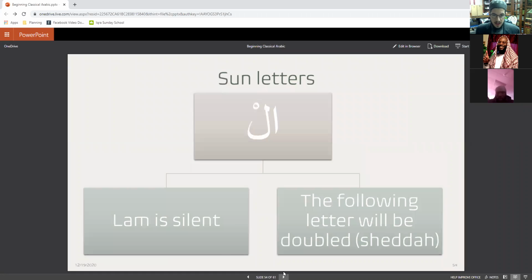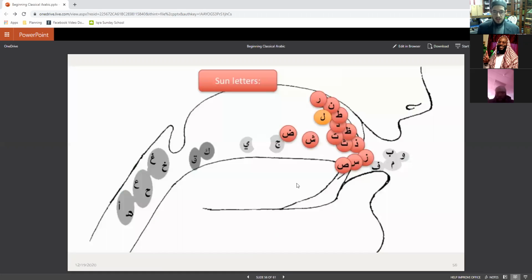Let's see. There's a diagram here that is really, really nice. Here we go. There's the lam right there. Look at all of the letters that are pronounced very, very close to the lam. Ra, nun, ta, da, ta, sha, ba, va, tha, tha, za, sa, sa. All of those are going to have the lam disappear into them, dissolve into them, merge into them, if we have a word that begins with alif lam.